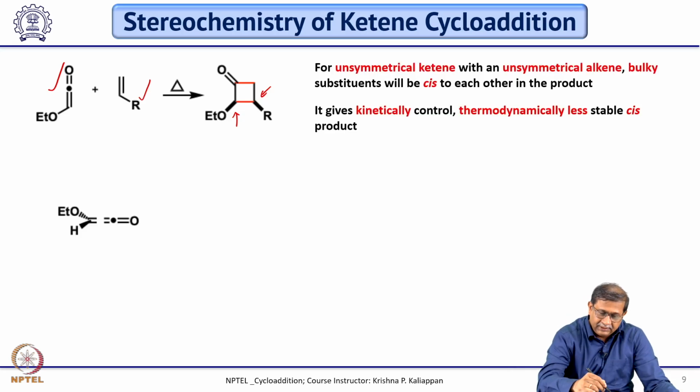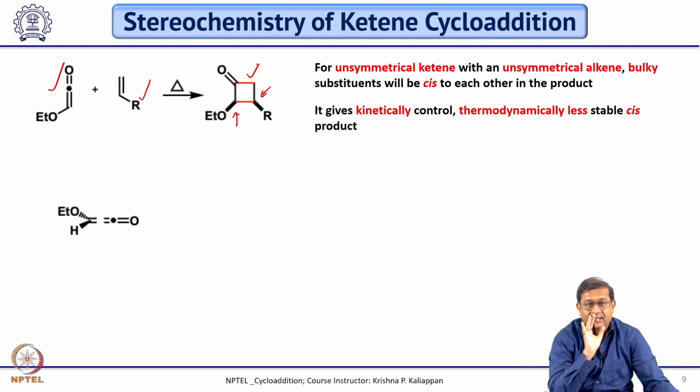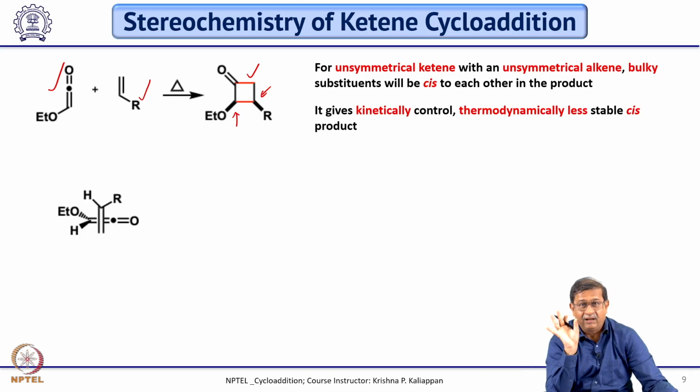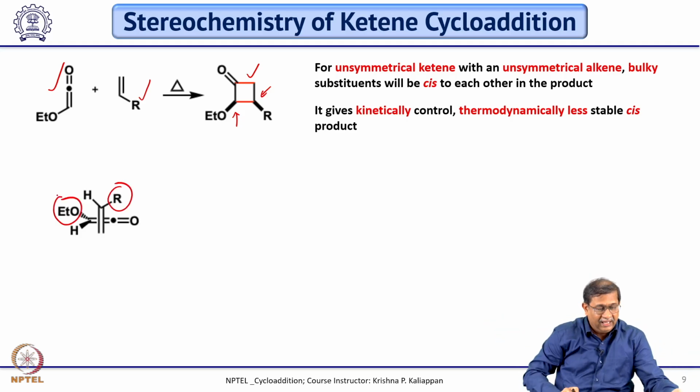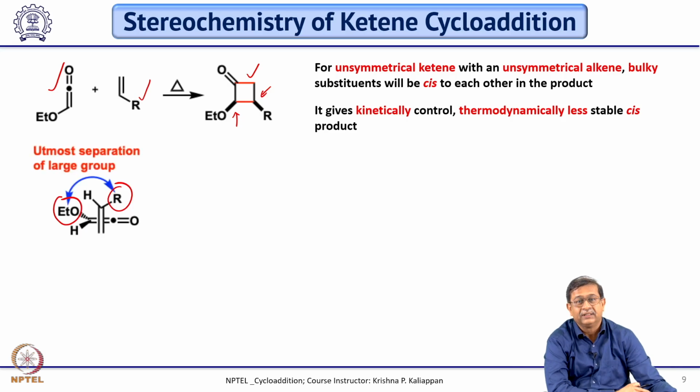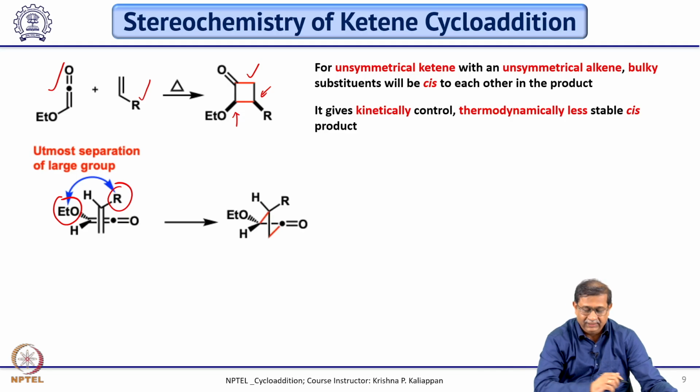Why? This particular compound is the kinetic product and the trans one is the thermodynamic product, but this reaction gives the less stable kinetic product because you have to look at the transition state. If you take this ketene and bring your alkene in such a way that the R group and ethoxy group are far away from each other, you can see R group is here, ethoxy is there, both are far away. Now, if these two undergo 2+2 cycloaddition in this transition state, what you get is this compound.